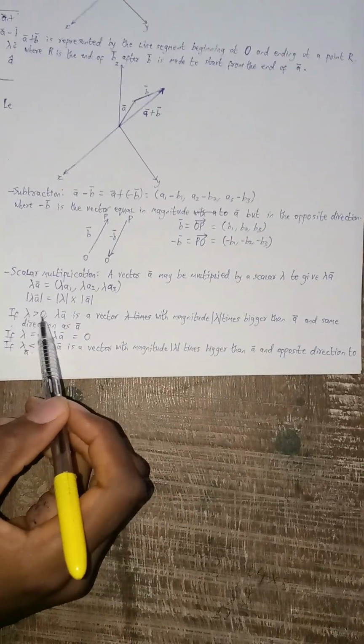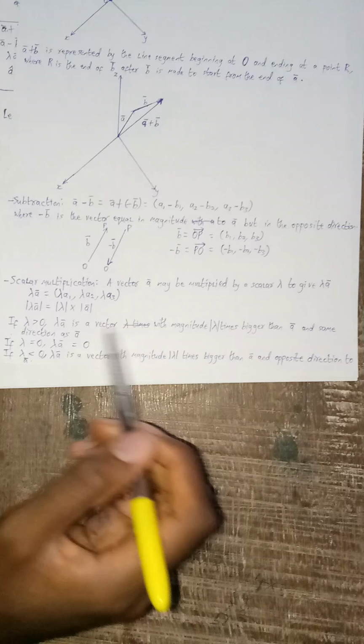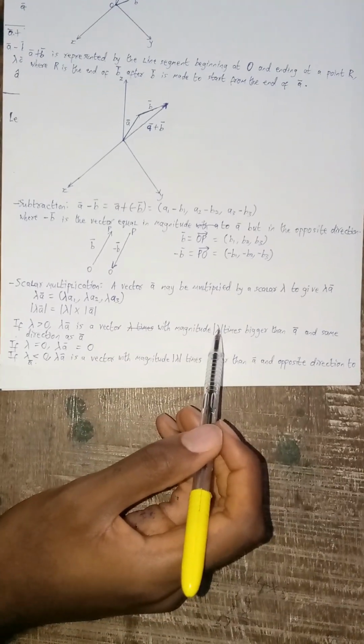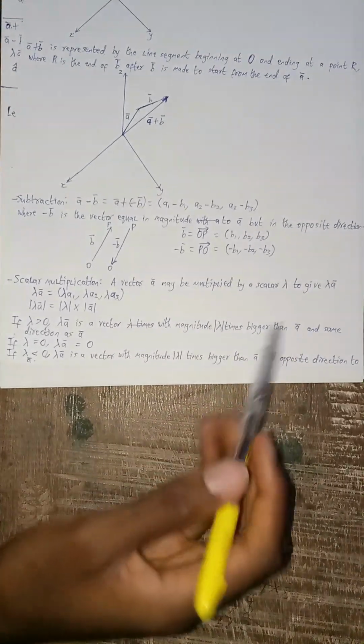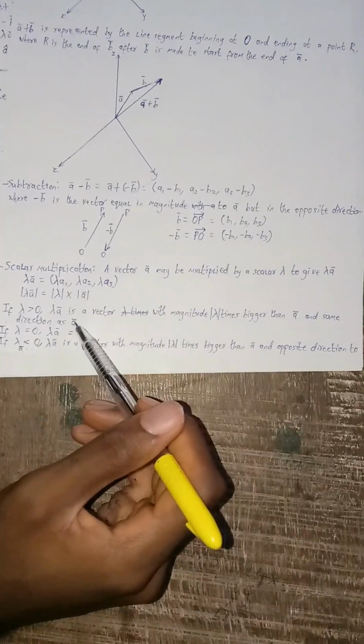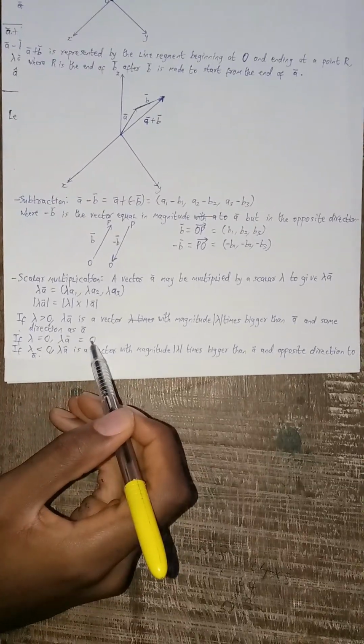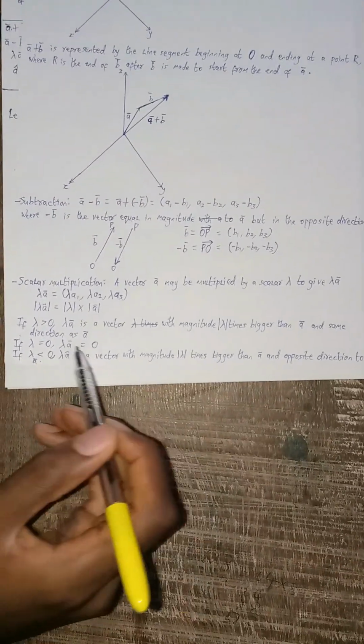Now, if lambda is greater than 0, lambda A is a vector with magnitude lambda times bigger than A, as we've already seen, just like we did 5 times 3, 15, and it will be in the same direction as A. If lambda is equal to 0, lambda A is equal to 0 because this is just 0 times this.